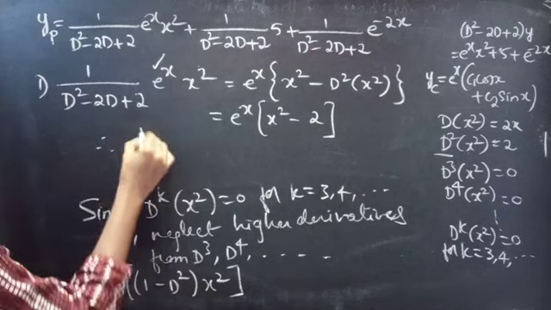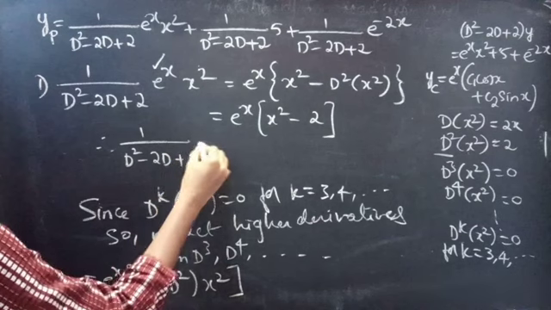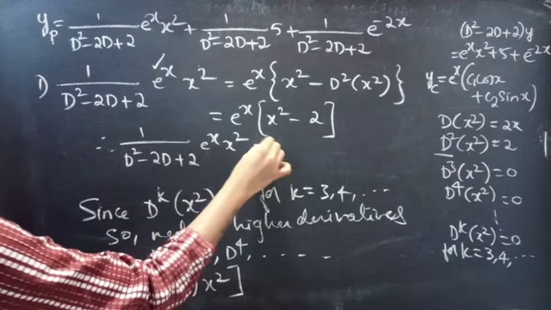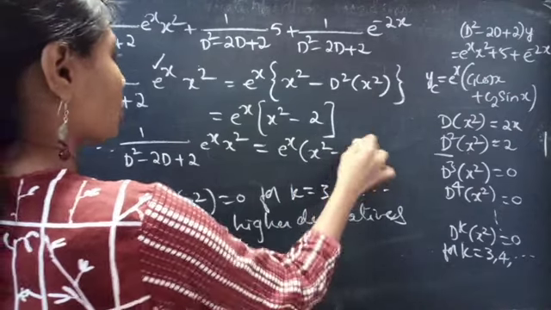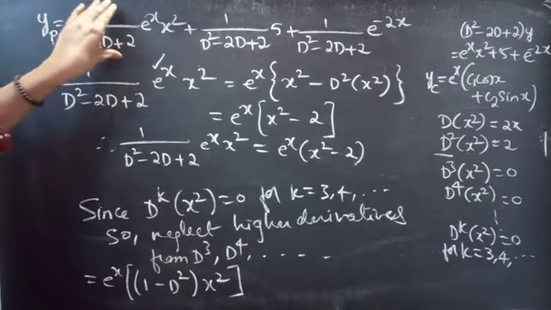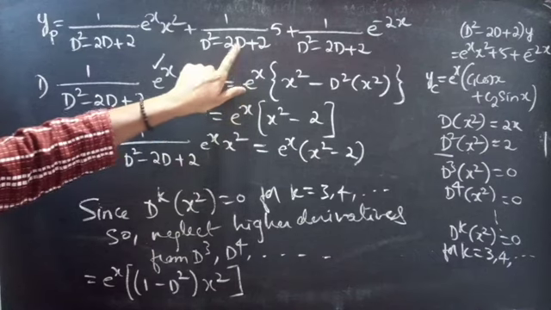Therefore, 1 by f of D into e power x square is equal to e power x into x square minus 2. We got the result from the first term. Now let's find the result of the second term.